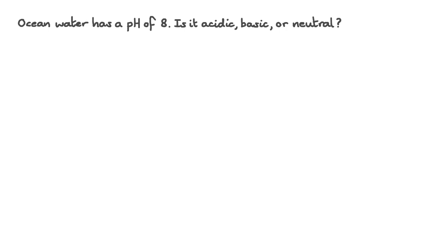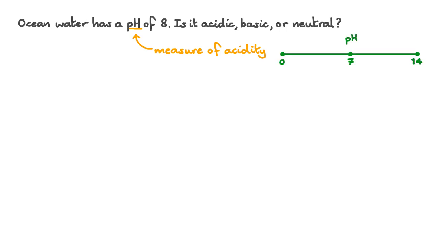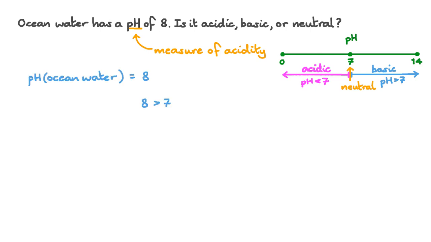Ocean water has a pH of 8. Is it acidic, basic, or neutral? pH is a measure of acidity. Typically, the range of pH values for solutions is 0 to 14. 7 sits in the middle. The pH of water at 25 degrees Celsius, pH 7, is considered neutral. A solution with a pH less than 7 is acidic, and a solution with a pH greater than 7 is basic. The question tells us that the pH of ocean water is 8, which is greater than 7. Therefore, ocean water is basic.